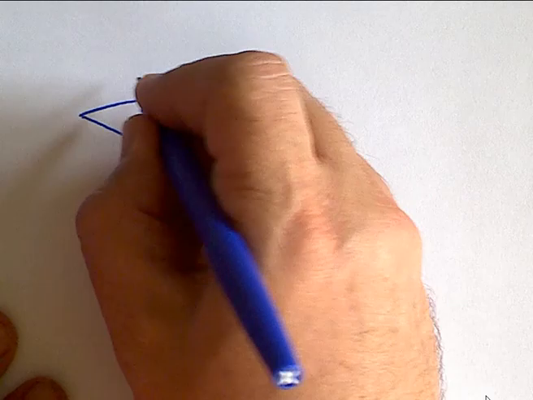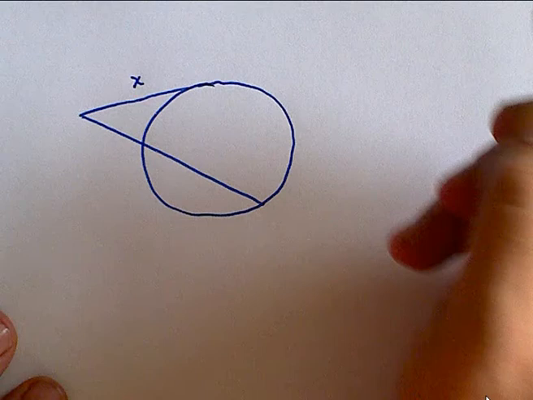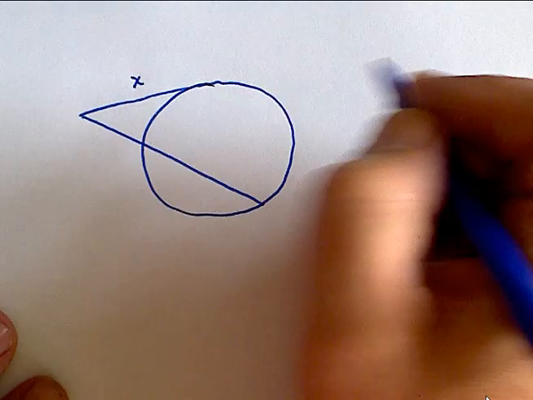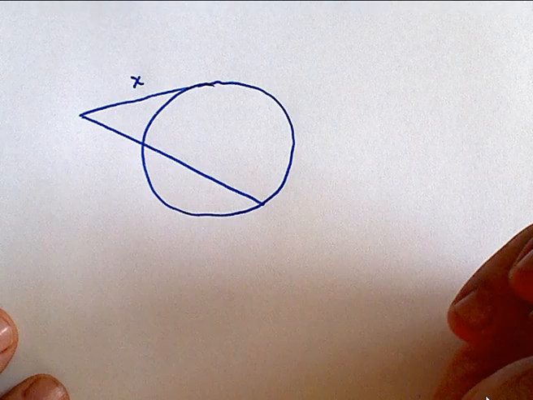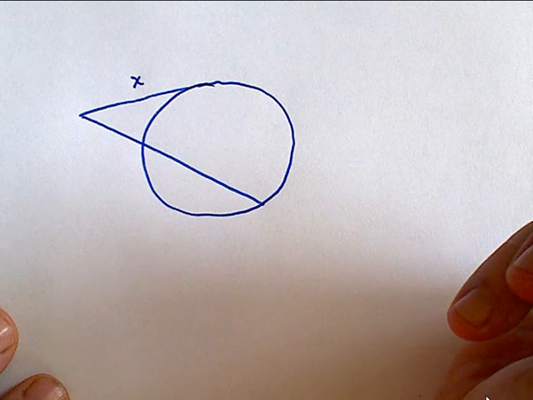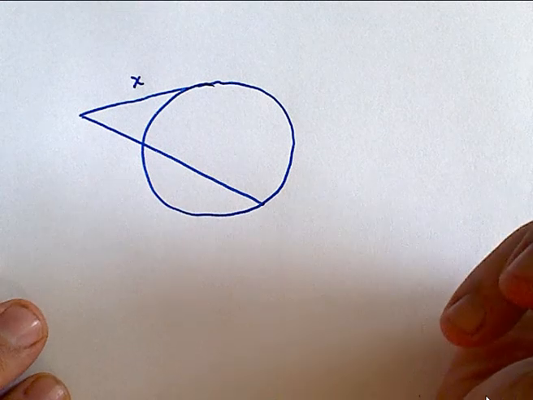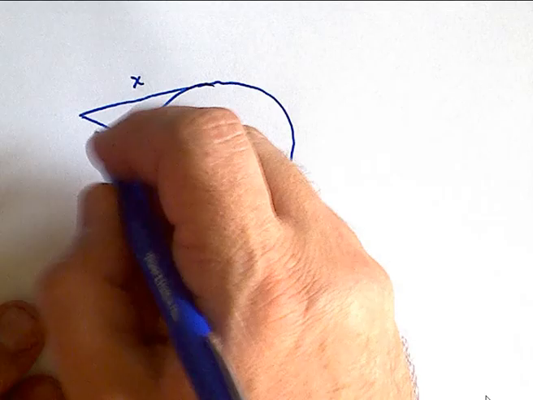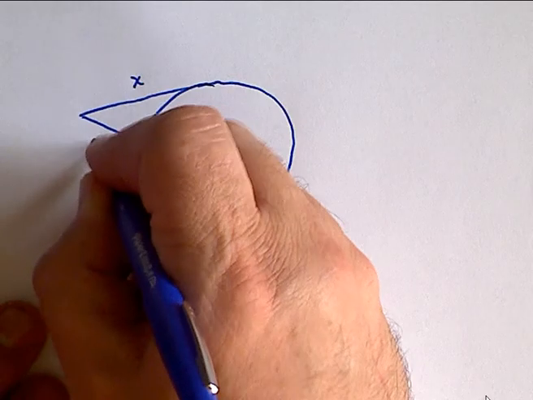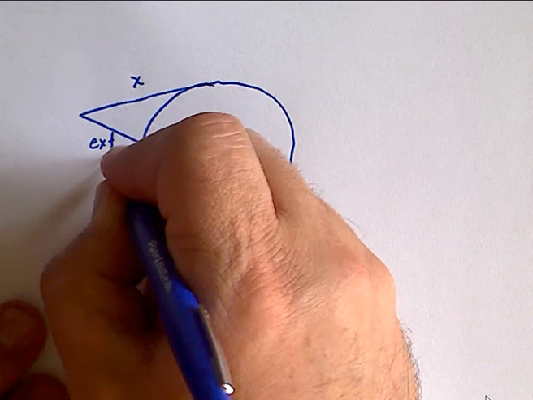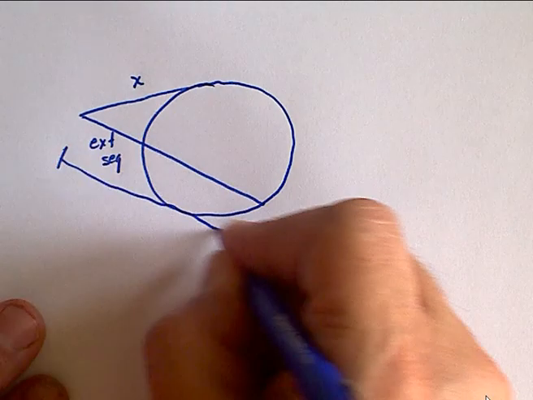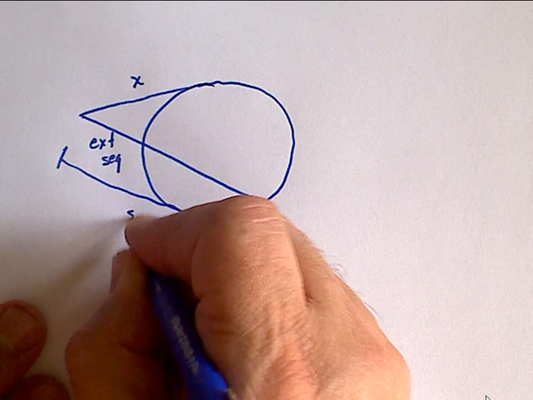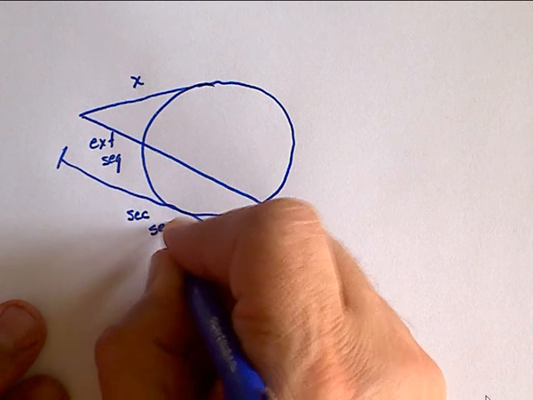Okay, here is x. A tangent segment only has one value. Okay, so everything else we've had has always had 2, so we need to be able to work with that. So that's x. Let's say this is our external segment again, and then we have our secant segment.